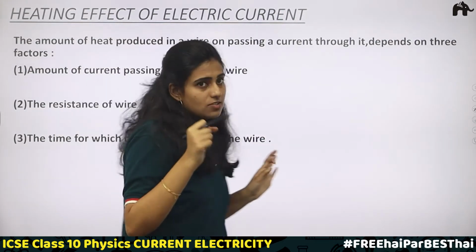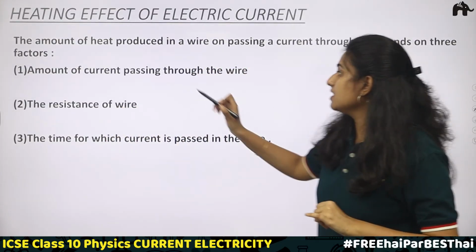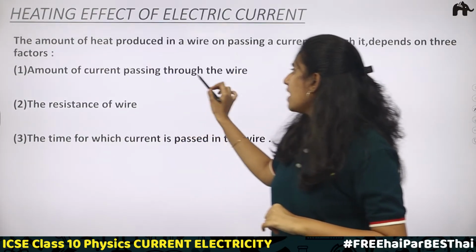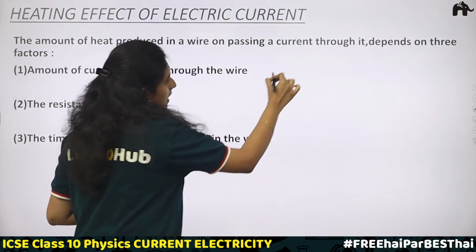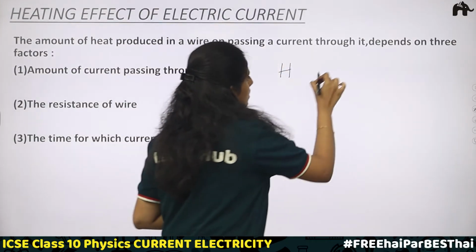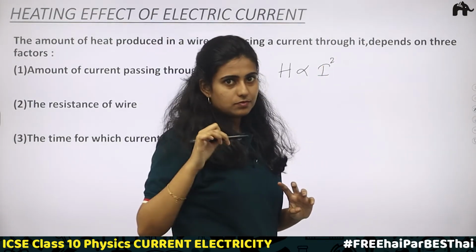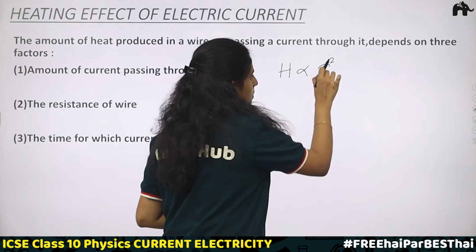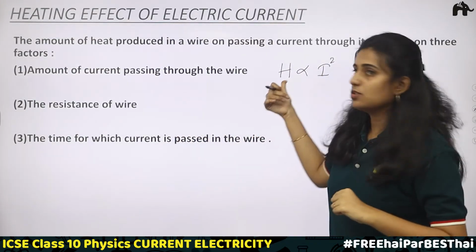Now, what are the factors on which the heat energy depends? The first factor is the amount of current passing through the wire, current I. If heat energy is represented as H, then heat energy will be directly proportional to the square of current. When current increases, heat energy also increases.